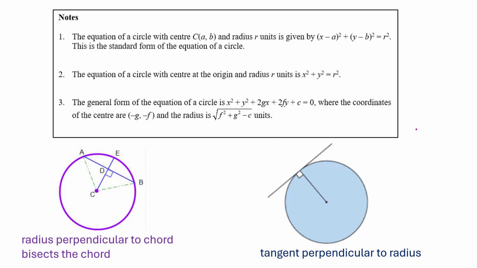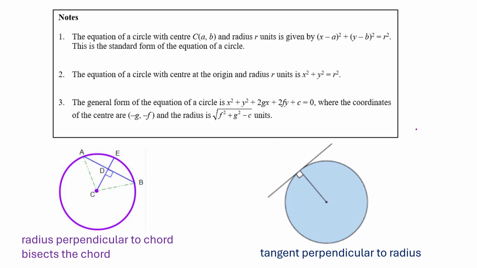These are the concepts that you need to equip yourself with as shown on the screen. You need to find the equations of the circle using the standard form and the general form. Other concepts such as the radius is perpendicular to the chord or bisects the chord. What is a chord? A chord is a line where the two endpoints touch the circumference of the circle. So in the example shown on the screen, AB is a chord. The longest chord will be the diameter.